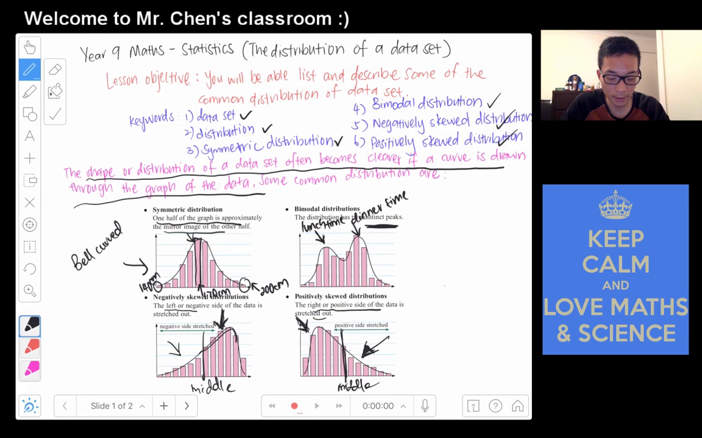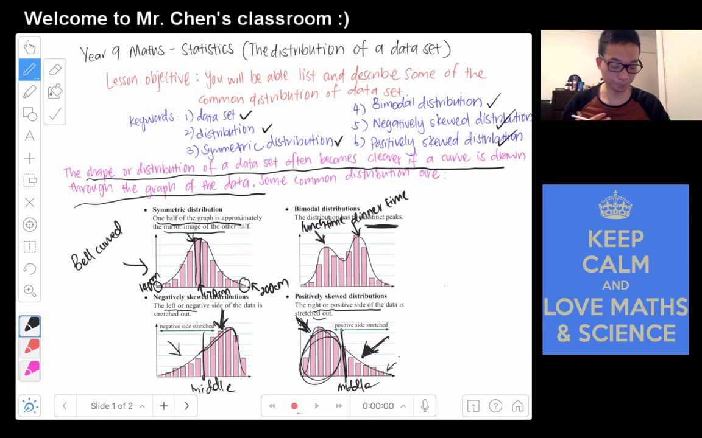For a positively skewed distribution, you can have, for example, how many times do people win the lottery over their lifetime? On the positive side, people winning, and on the negative side, people not winning. When you stretch it out on the right hand side, it means there are fewer people winning. Only a select few people have won the lottery throughout their lifetime, compared to this side where there are many who haven't won at all.